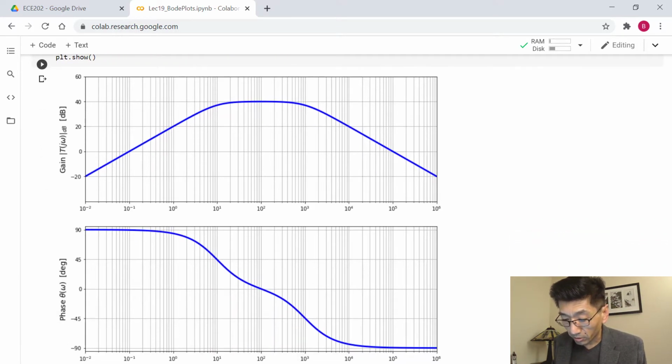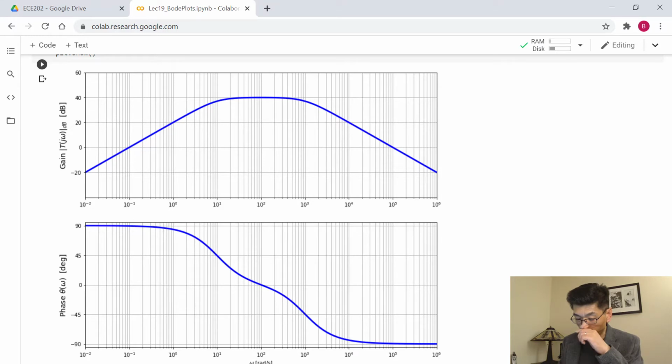This also shows the phase plot. Because we have 2 poles, the transition is 180 degrees. At low frequency, because we have a zero at the origin, we have 90 degrees, and at high frequency, we have negative 90 degrees. So the total transition is 2 times 90 degrees.